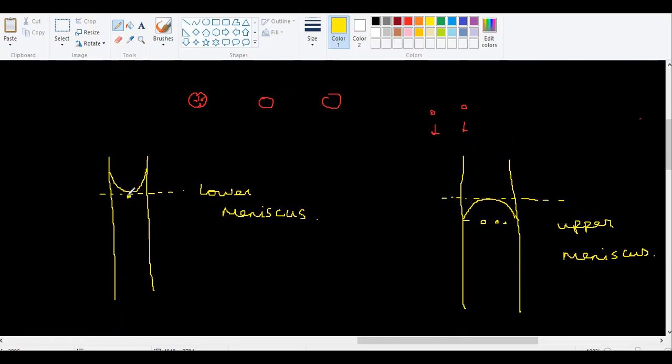Whereas here, the molecules over here are trying to pull it, but then the glass is also pulling the water molecule, which means the attraction between the glass and the water molecule is more here. Whereas the attraction between the glass and the mercury molecule is less. Everyone following? Take it down properly, make some notes. Okay, so if they ask you why this is forming a lower meniscus and this is forming an upper meniscus, this is an explanation you have to do.